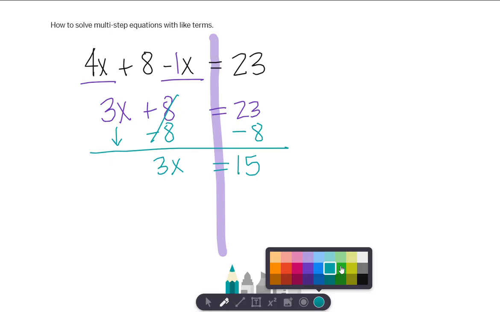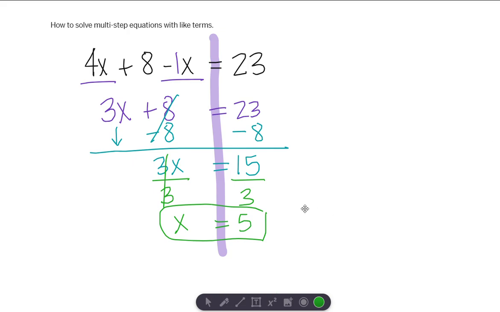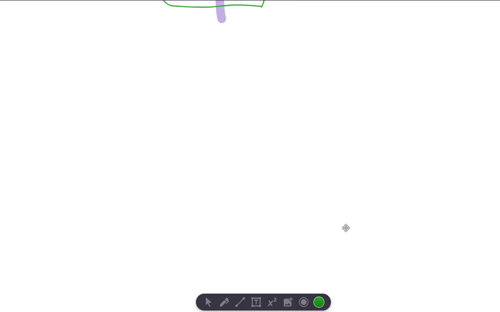Okay. Our last step, inverse operations, would be divide by 3 on both sides. Cancel that. So it's just x is equal to 5. All right. So you combine your like terms and then solve like normal. Okay. Let me do one that's maybe a little bit more complicated.